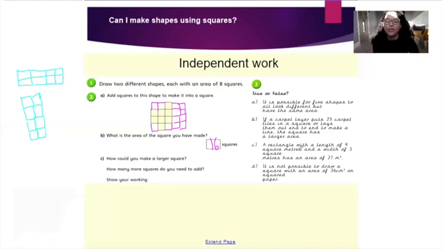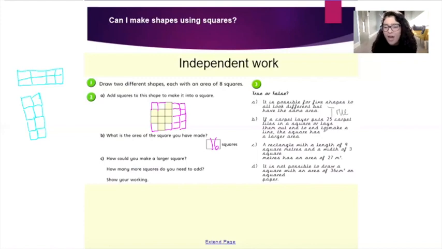Then we have question 3, true or false. Part A: it is possible for 5 shapes to all look different but have the same area. Is that true or is that false? If you said true, then you are absolutely correct. All you have to do is look at my 2 shapes here. They're made of the same number of squares, but they do look a little bit different. One of them is longer than the other.